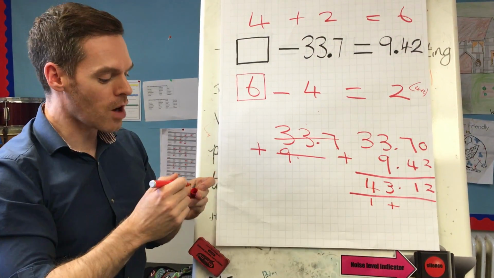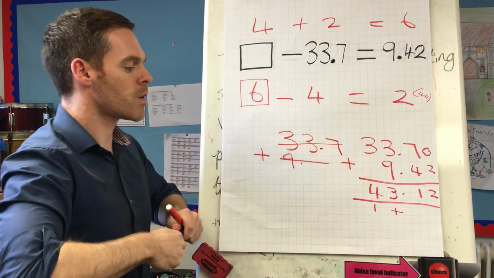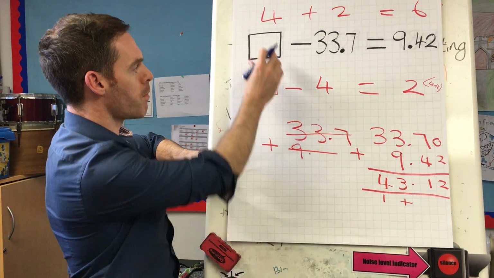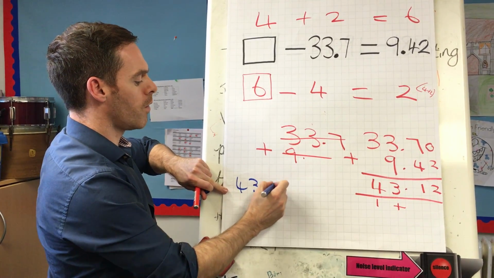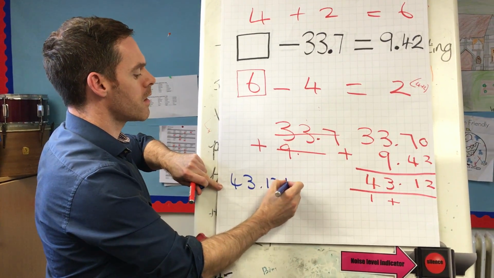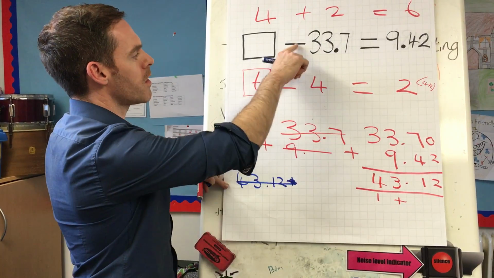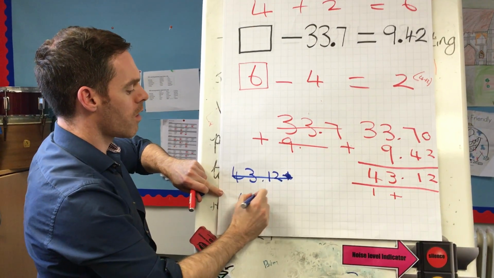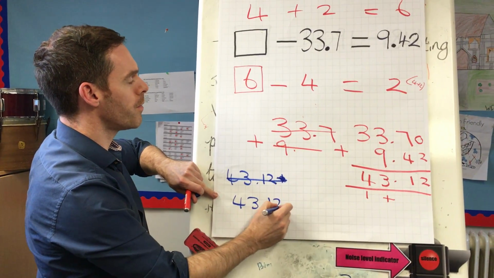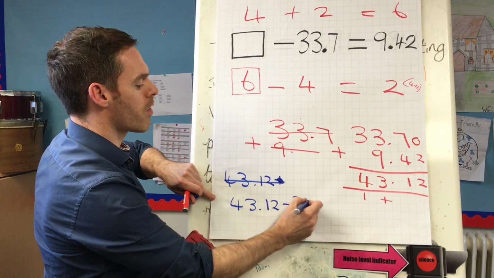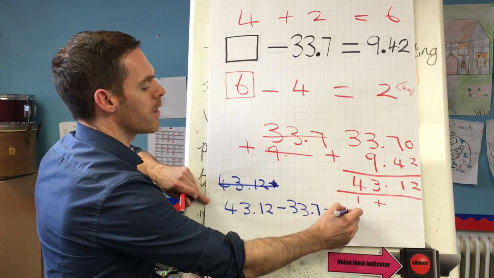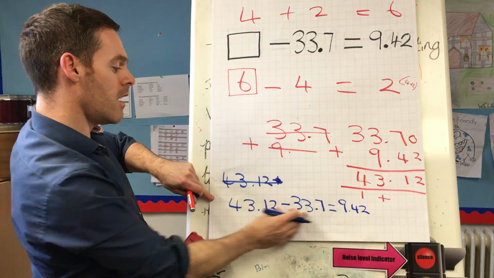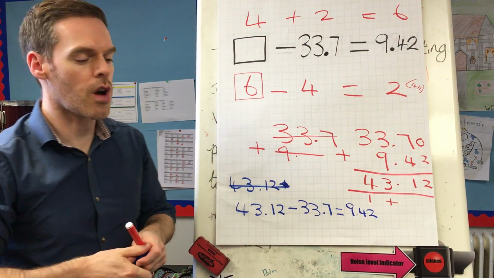And I'm going to write out my number sentence so I can clearly see that. So my box is here, which is this bit. So 43.12 plus, nope, sorry, let me do that again because it's not plus, it's subtract. 43.12 take away 33.7 equals 9.42. And we can see that that makes sense, using our common sense.